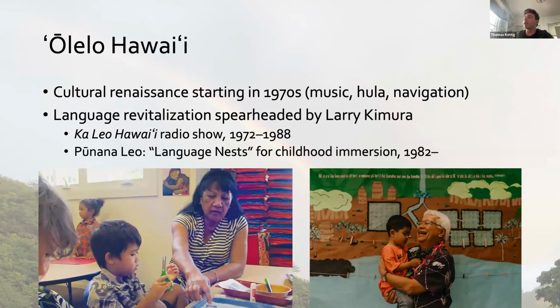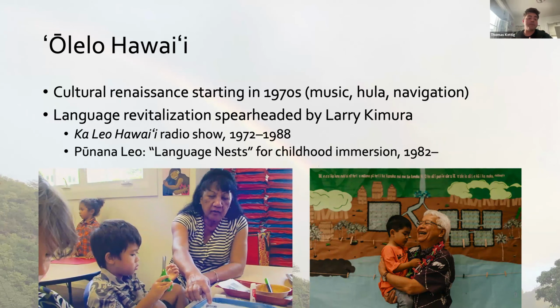This sort of decline of Hawaiian continued into the 1970s when a cultural renaissance began, particularly spurred by the revitalization of traditional navigation techniques for ocean-going technology and this revitalization of interest in Hawaiian music and dance, so hula. And as part of this, there was a language revitalization program spearheaded by Larry Kimura, who's this man here on the right. In 1972, he established a radio program called Ka Leo Hawaiʻi, or The Sound of Hawaiian. And I'll be discussing this radio program in depth in a little bit.